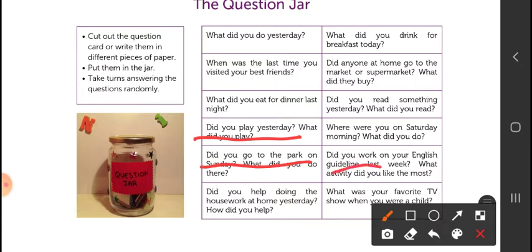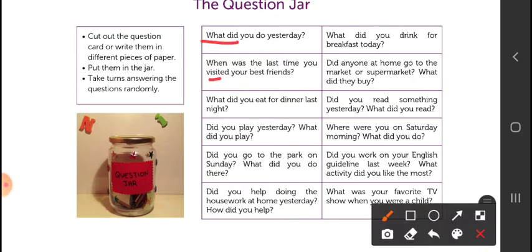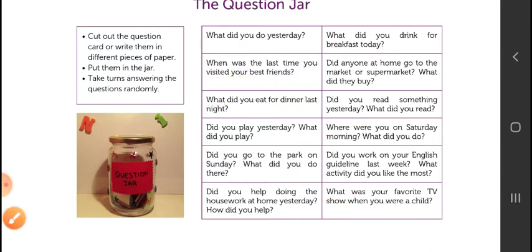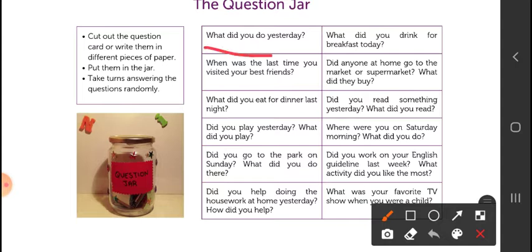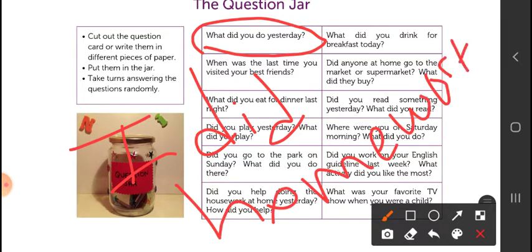Okay? Did you work in your English guideline? Yes, I did. Did you read something yesterday? Yes, I did, or no, I don't. Okay? Ahora, las que empiezan con what, esas no se contestan con yes, I did, ni con no, I don't. En esas hay que dar un poquito más de information. For example, what did you do yesterday? ¿Qué hiciste ayer? I did homework. Por ejemplo, yes? I did homework.